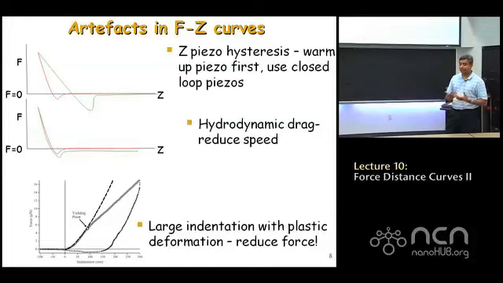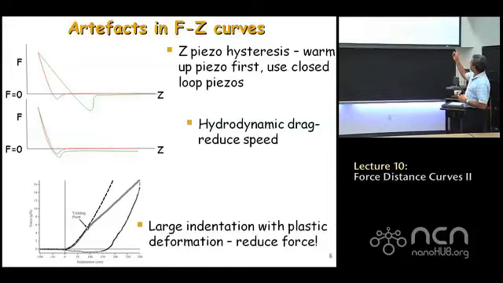And so one way to get over that is you just keep doing it over and over again until it warms up and the hysteresis reduces. The other way these days is to use what are called closed loop piezos, which when you want it to move by 10 nanometers, it actually measures how much it actually moved and makes sure it reaches that point, right? So they have sensors built in that detect how much the Z piezo moved and so on.